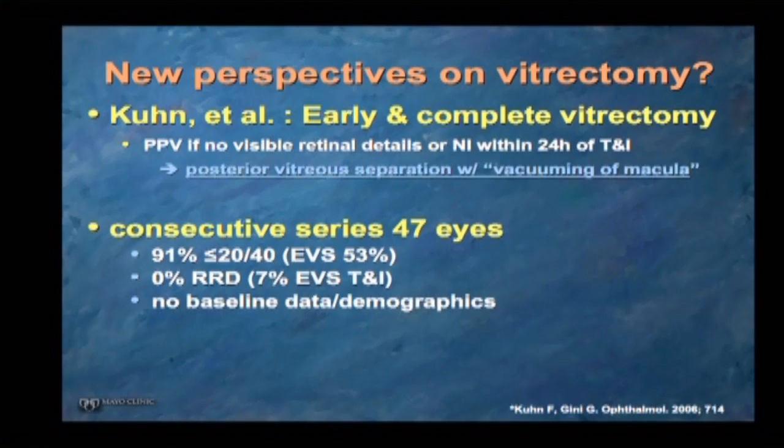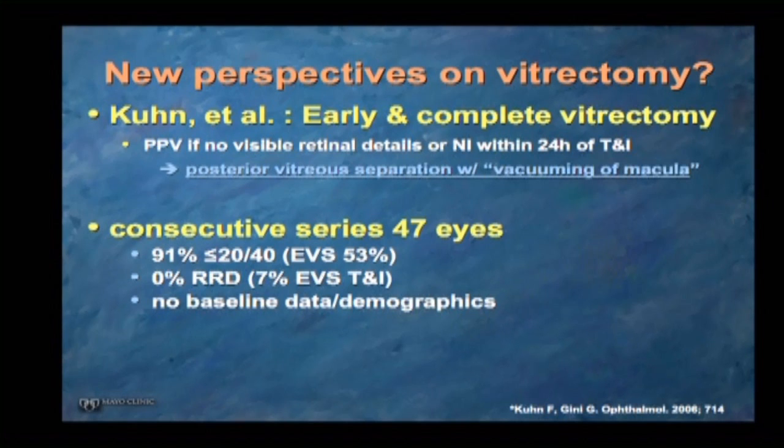And then sometimes you see this cottage-cheesy coagulum of junk over the macula, and they would vacuum that up meticulously. The thought being that there are cytokines, toxins, a variety of problematic chemicals that they could remove doing it that way. And of course, you can't compare clinical trials from one to another, much less a consecutive series to a clinical trial, but they had very good outcomes. 91% had better than 20/40 vision, and there were no retinal detachments in that series.